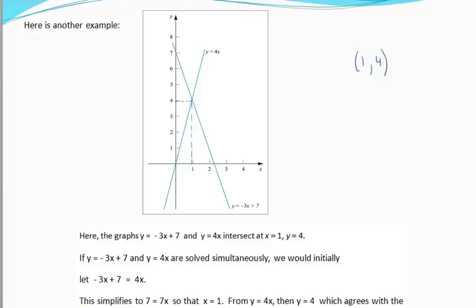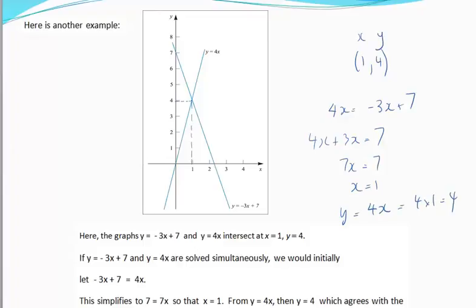And if we substitute in, we're saying y is equal to y. 4x is equal to minus 3x plus 7. 4x plus 3x equals 7. 7x is equal to 7. X is equal to 1. And this is our x value here. Then y is equal to 4x. Try and always use the easier one. 4 times 1 is equal to 4. And that's our y here. So from this we get 1 and 4 to be our point of intersection here.